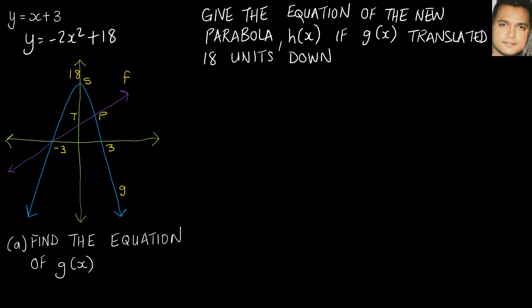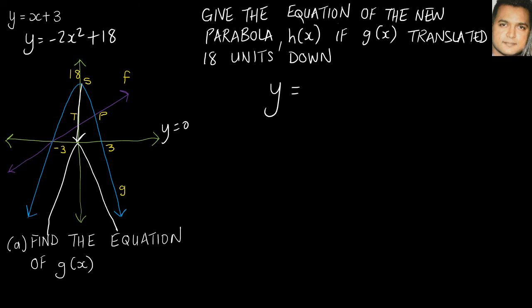Okay, so give the equation of the new parabola h of x if g of x is translated 18 units down. So we know, common sense, if we had to translate this all the way down, this graph here would sit right over there. And obviously we can see that at this point here, it touches the x-axis, and that would be the y-intercept. So our y value will obviously be 0, which will be our y-intercept, right? So now we're coming to the equation. Let's put it down in the equation.